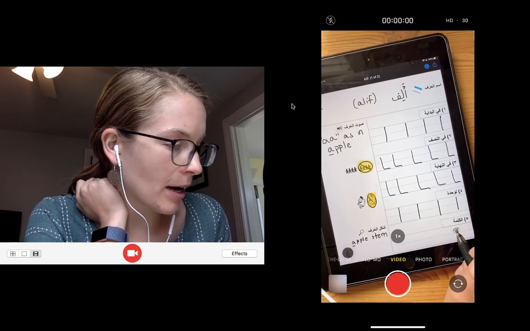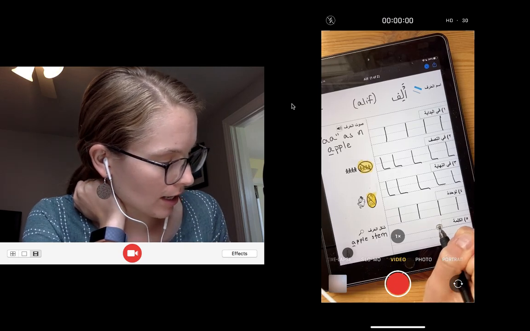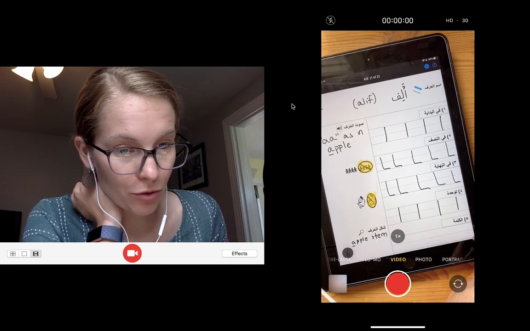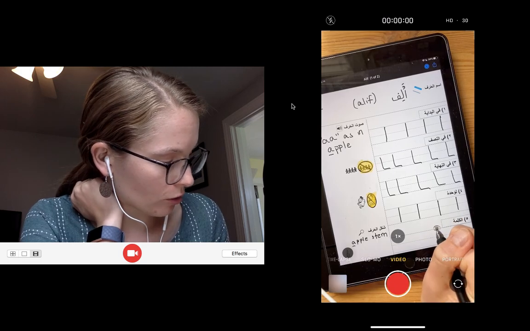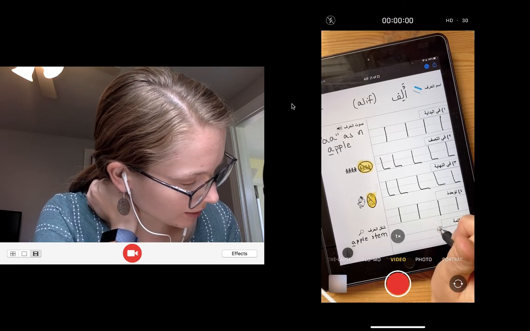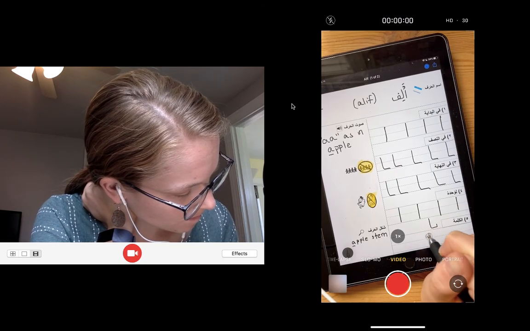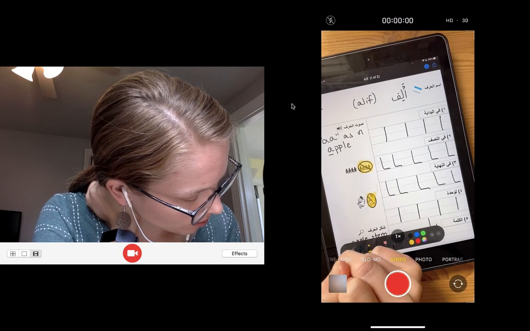Our word is actually a repeat word. We already did this word. Again, remember, I'm doing mine up here, but you do yours on the line below. Okay, it's just for the sake of the bottom of the screen here. We're repeating this word because it has an alif in it as well. Let me get it on the line.